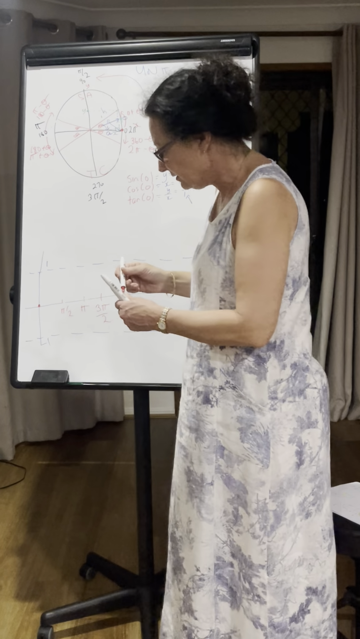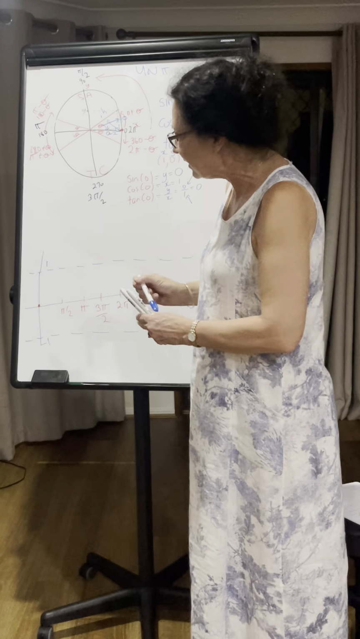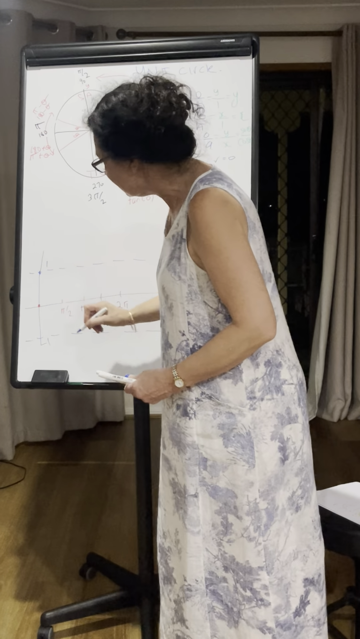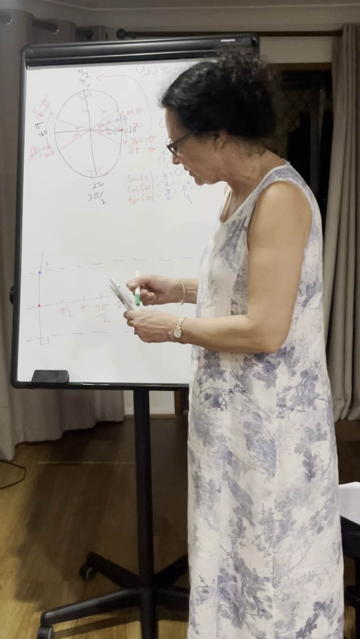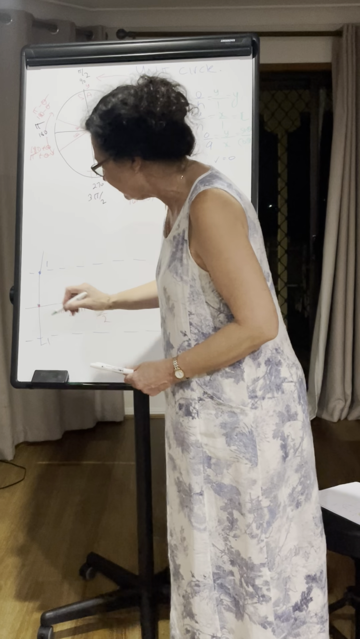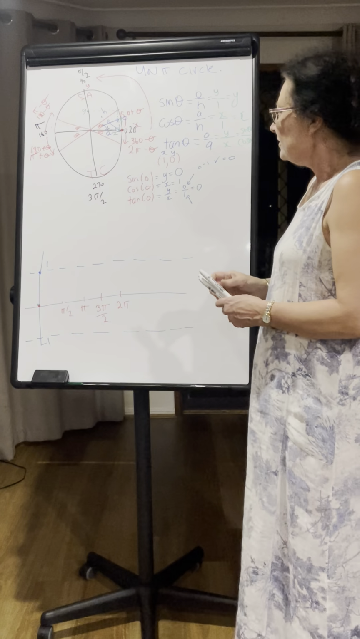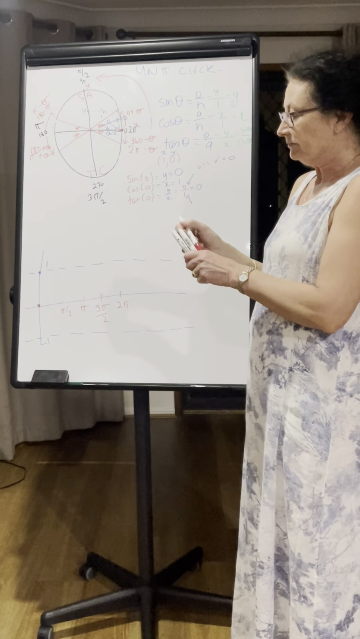Now, if we look at this, for 0, sine is 0. We'll do them in different colours. Cos is 1, and tan is 0, which is a special one. We'll come back to him later. Let's put a little dot there. So that's 0. Let's go to 90.